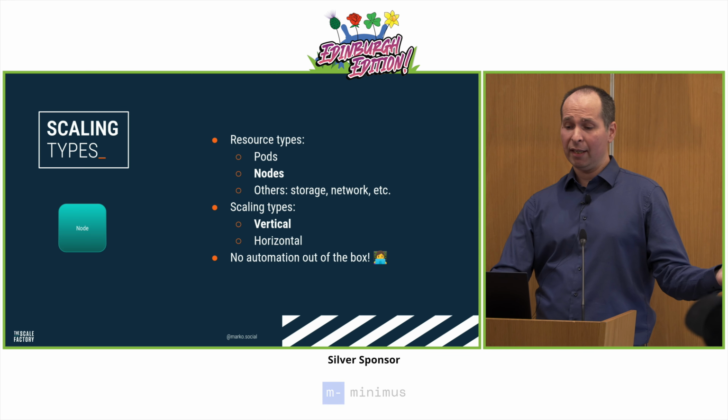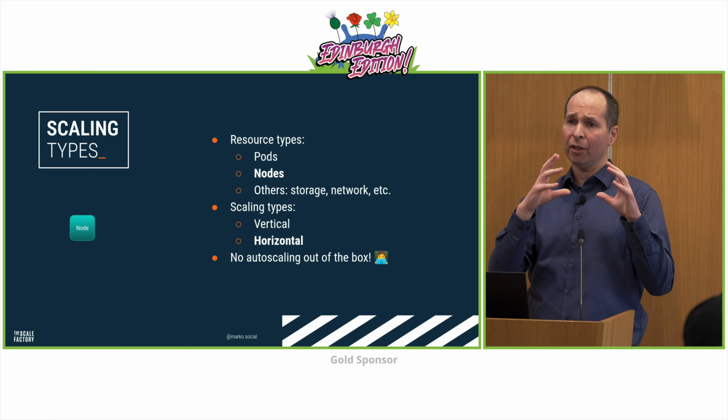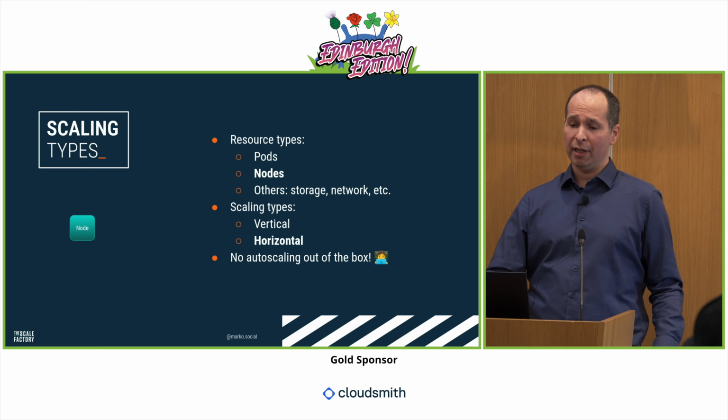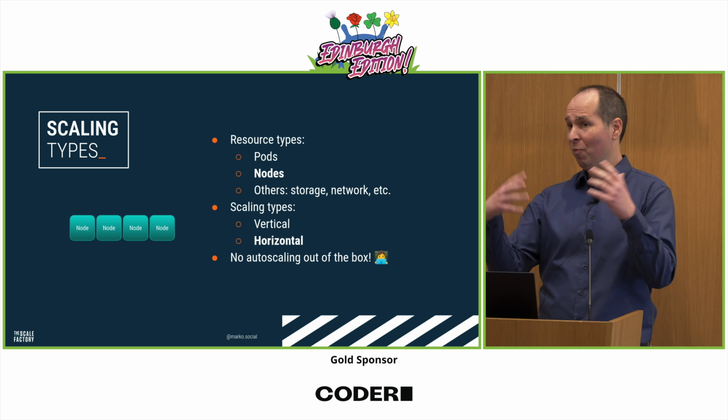A different type of scaling is horizontal scaling, where you have a type of compute, and instead of making it bigger or smaller, you're adding more of the same. So you can add one, two, or three, or more.